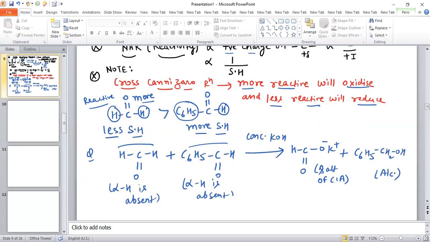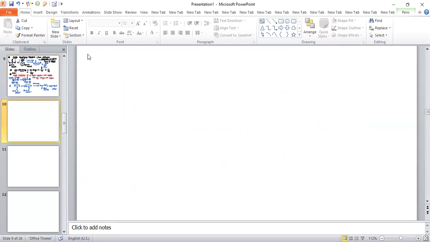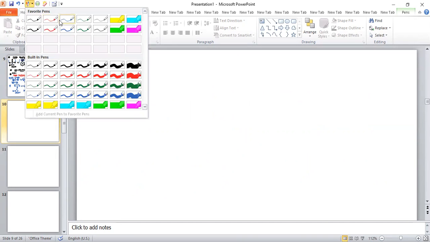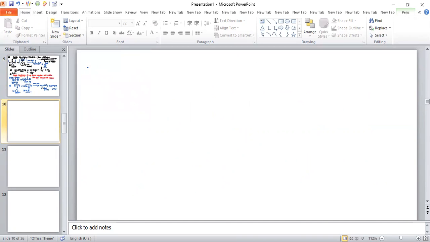Now another reaction related to the cross Cannizzaro reaction. Solve this question based on cross Cannizzaro reaction. One of the compounds given is HCHO, and the other compound given is (CH3)3C-CHO, this carbon also having CH3 groups and CHO.